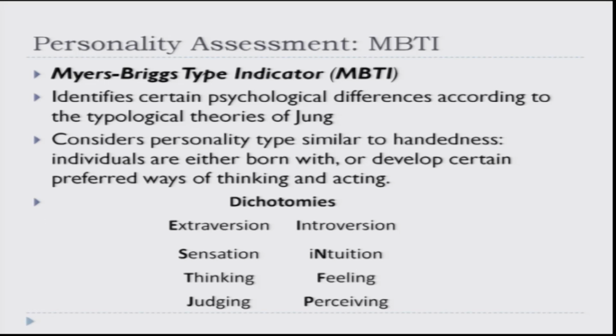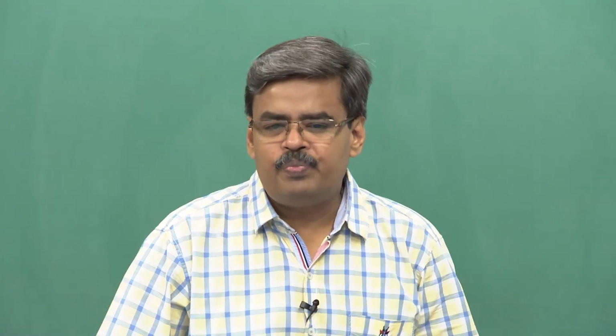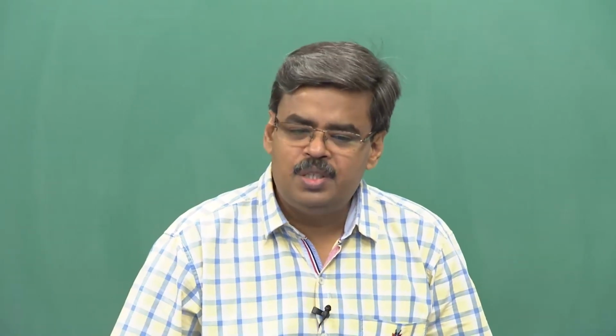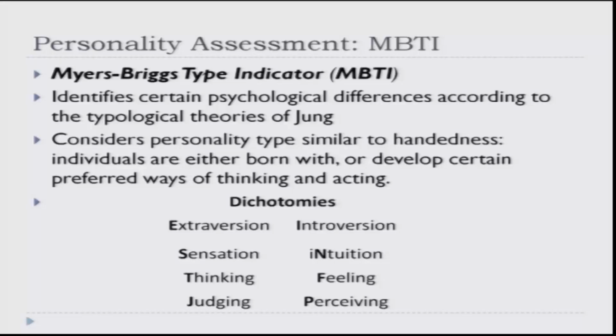No? So, what happens in the case of handedness? You are born with a certain type of ability, or you develop certain preferences. So, you develop a certain preferred way of thinking and acting, and based on that it has developed very nice parameters for finding what type of combinations you have. So, this MBTI talks about certain dichotomies like introversion and extroversion, sensation and intuition, thinking and feeling, and judging and perceiving.